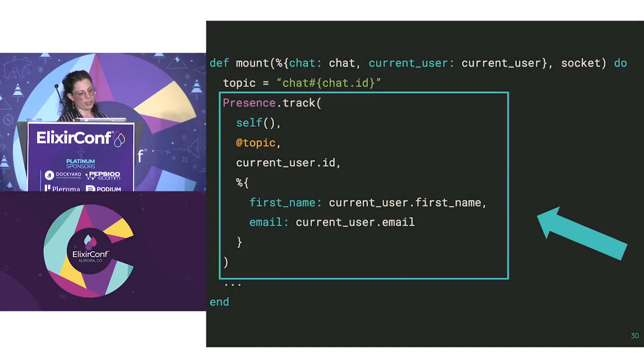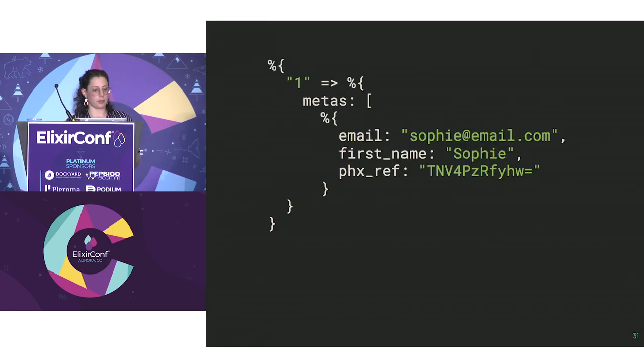So we'll hook again into this mount/2 function to add the new user to Presence's list of users in a given chat room. Here we're using the Presence.track/4 function to track our LiveView process as a presence. So we add the PID of the LiveView process to Presence's data store, along with a payload describing the new user under this topic of chat:chat_id and a key of the user's ID.